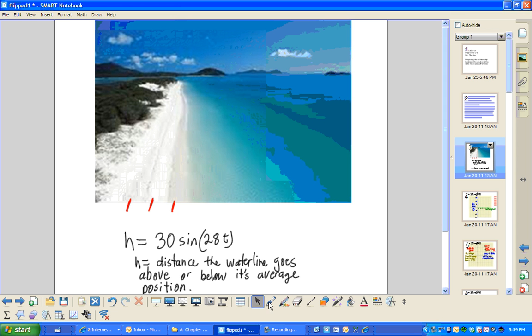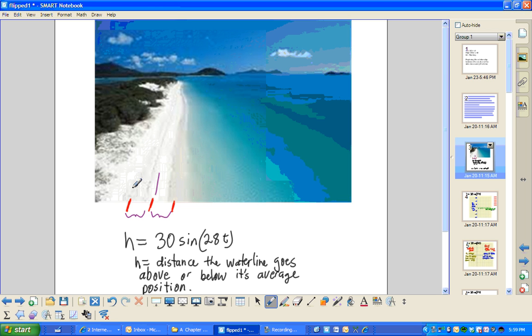And right here, this distance from the midline to the max point is called the amplitude. Or you could say the distance from the midline to the min point is the amplitude. So the distance from the average tide line up to its max point is our amplitude.